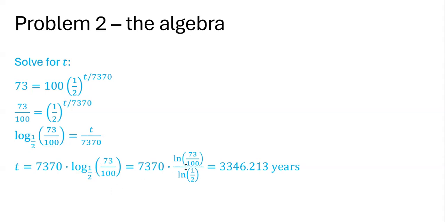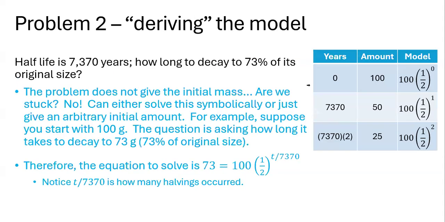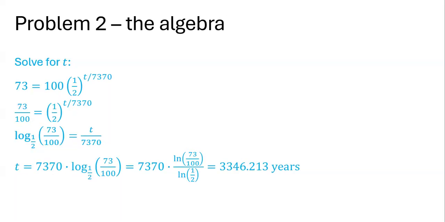Okay, so we changed the base, that's right here. And now from here, I chose ln, by the way. You can do log base 10. Totally fine as well, doesn't matter. And if we put this in a calculator, we have 3,346.213. The units are years. And we expected it to be between 0 and 7370, which it is. Okay, so let me go back here. So here's one way to think of the algebra, or solve the algebra.